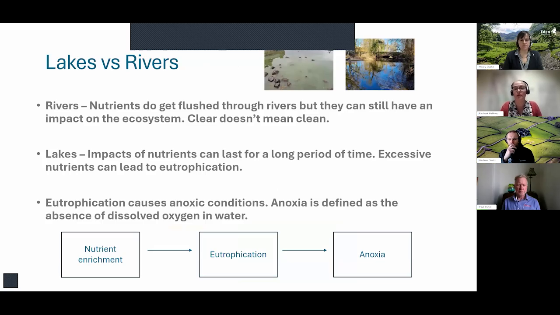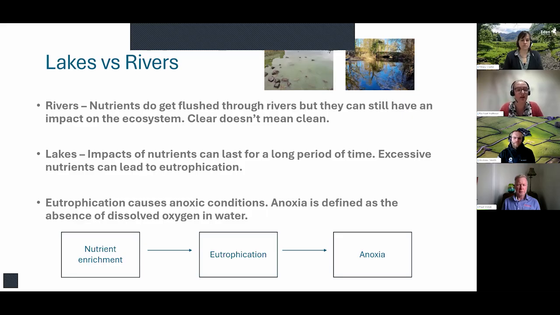So just here in terms of lakes versus rivers, nutrients do get flushed through rivers because of the fresh water that comes through. There's a dilution effect. However, it can still have an impact on the ecosystem. In terms of lakes, the impacts of nutrients can last for a long period of time. What we call nutrient enrichment refers to the increase in the level of nutrients in an ecosystem. So like I said, back to where nutrients come from. And then that can lead to eutrophication.